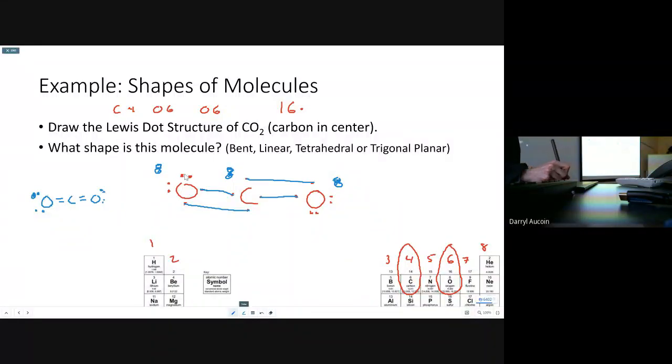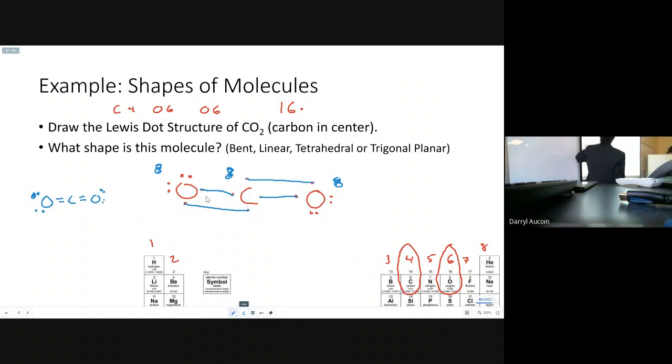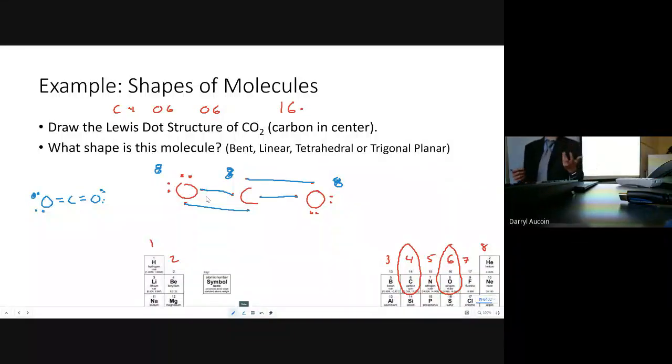So this is the same thing we had before, 6 dots, 8 dots. Everybody's still there: 2, 4, 6, 8, 8. So everybody's got their 8 dots. And now we can figure out what's the shape of this molecule.